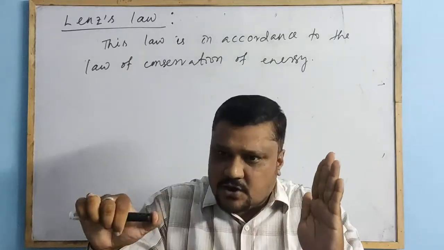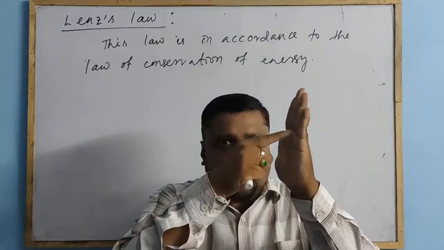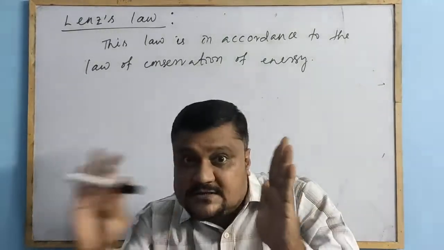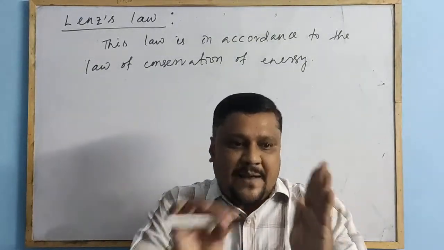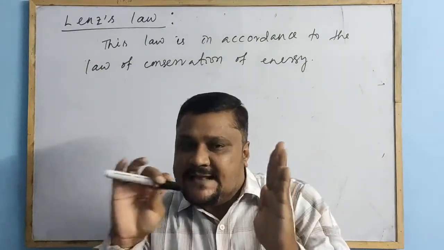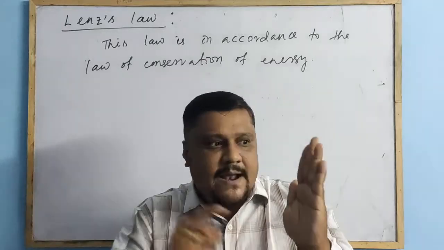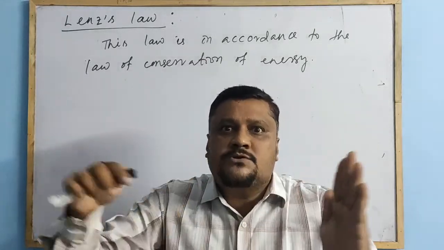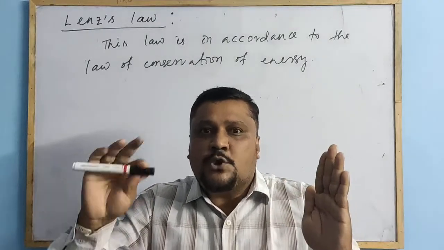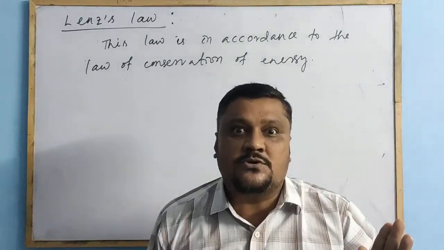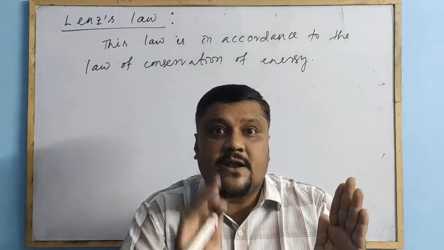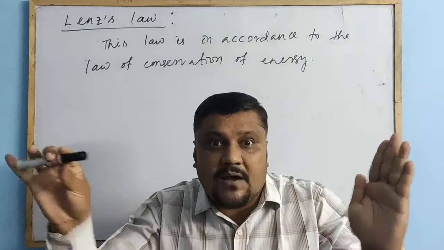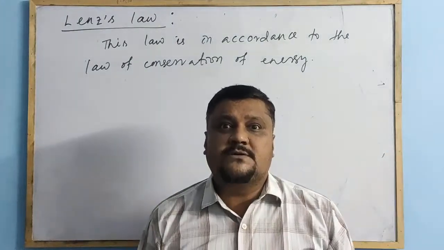This side, for the north pole, will develop a north polarity, because it will repel, because the bar magnet is moving, it opposes. So when it repels, there is a repulsive force between this north pole and the north polarity of the current carrying loop. To overcome this repulsive force, what has to be done? Some work has to be done to overcome the repulsive force.